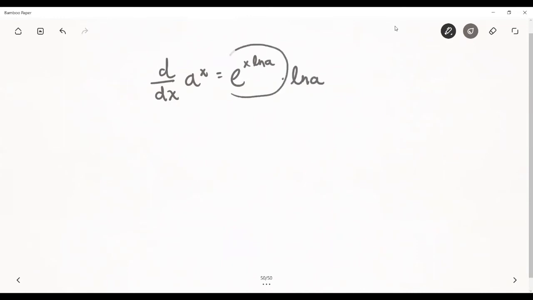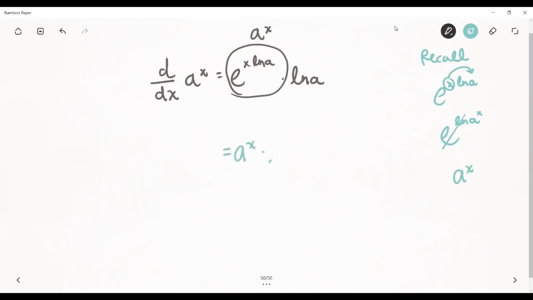But this is silly because really this was just our way of rewriting a to the x, right? E to the x natural log of a. If I bring that back up, then I have e to the natural log of a to the x, and these undo each other, so this really is just a to the x. That's what I started with. And so this is just a to the x times natural log of a. That is the derivative of these exponential functions.